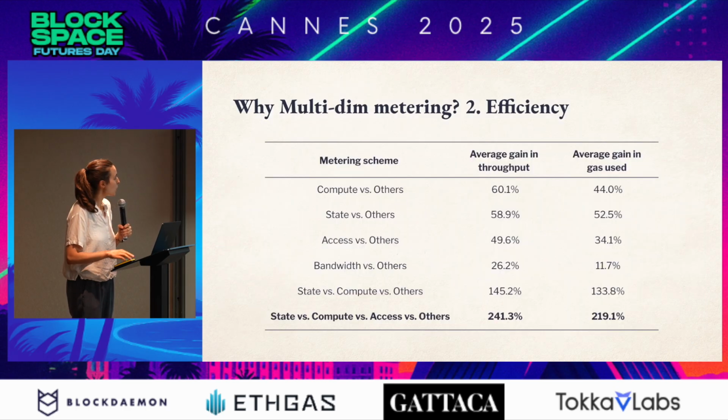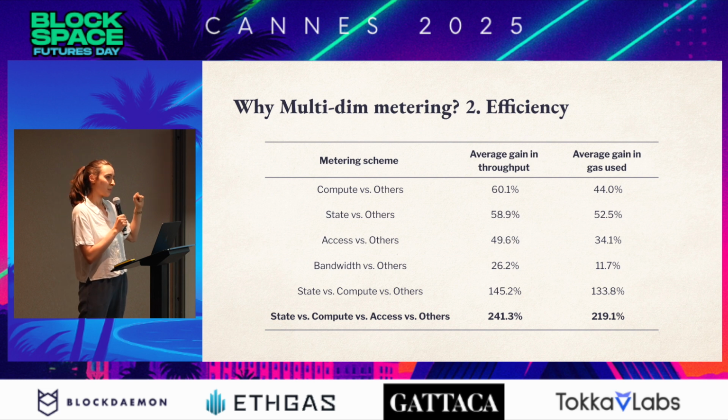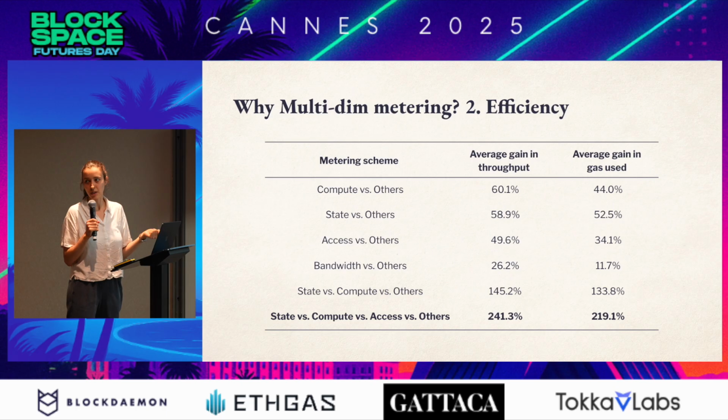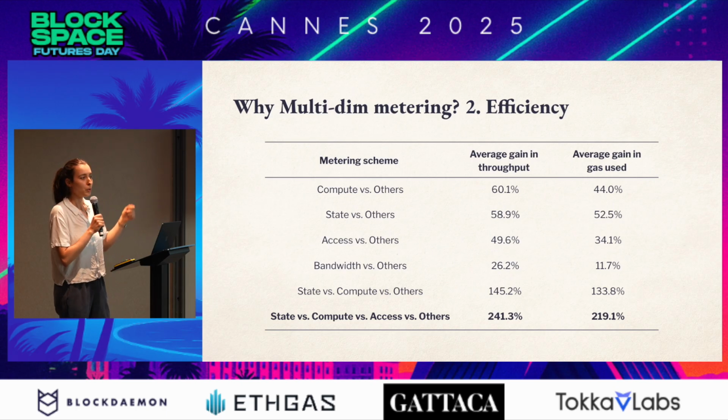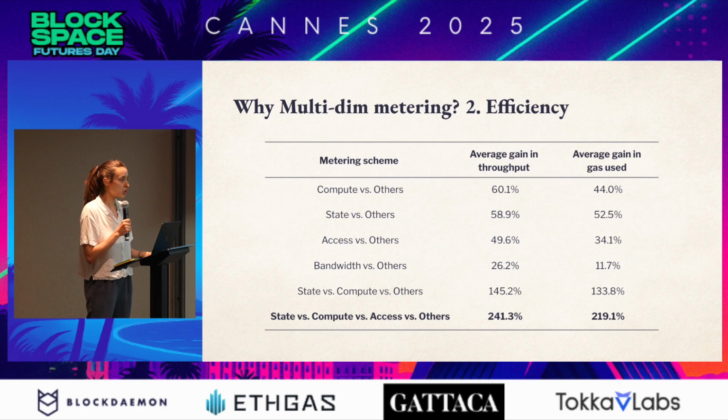So we also did a simulation where we assumed that we would have infinite demand of historical transactions. And then we would fill the block first come, first serve to make it simpler. So we didn't do any optimization or try to pack it more efficiently. You can see here in the table the gains in throughput, so the number of transactions, and the gains in the gas used for each model.